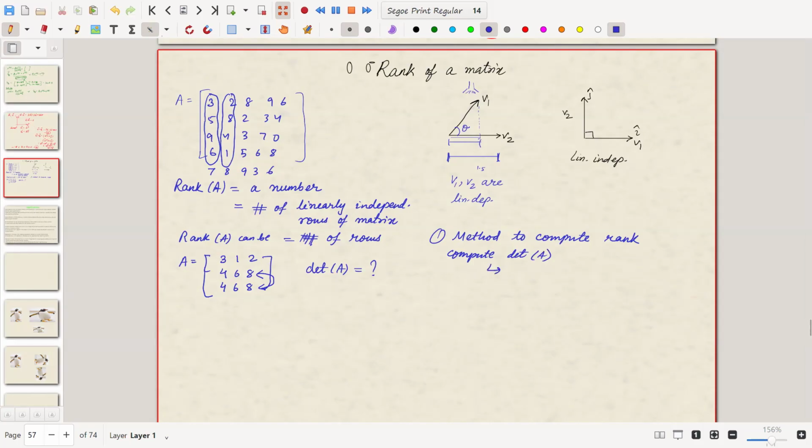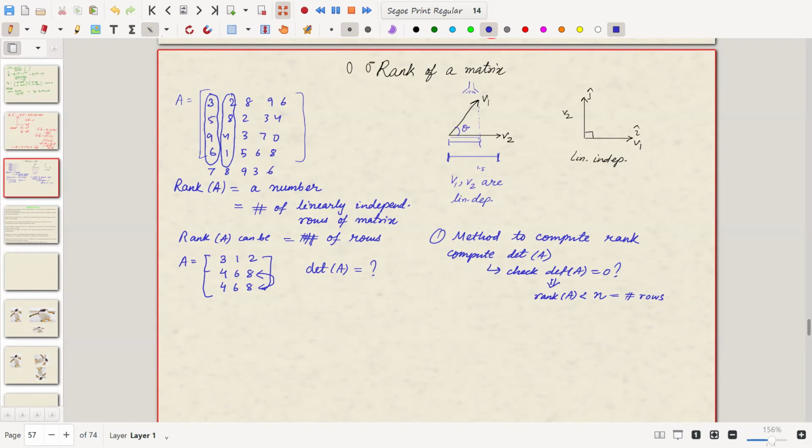Okay. Then check if determinant of A equals 0. If it is equal to 0, definitely this implies that rank of A is less than n. That is, n is the number of rows of the matrix.